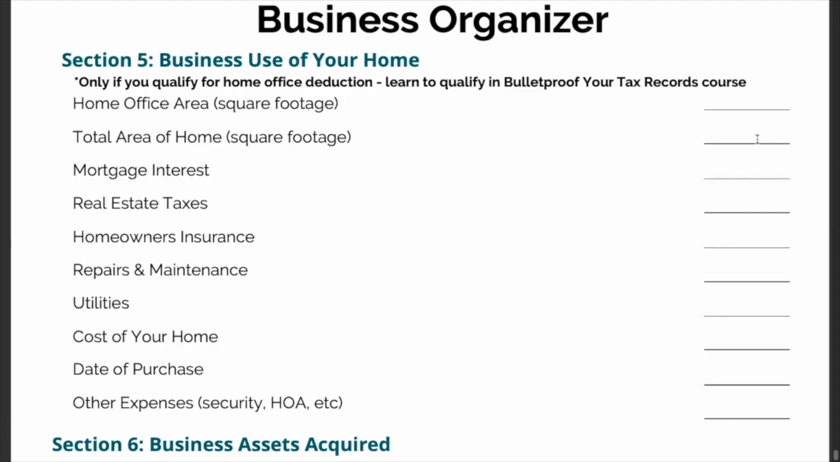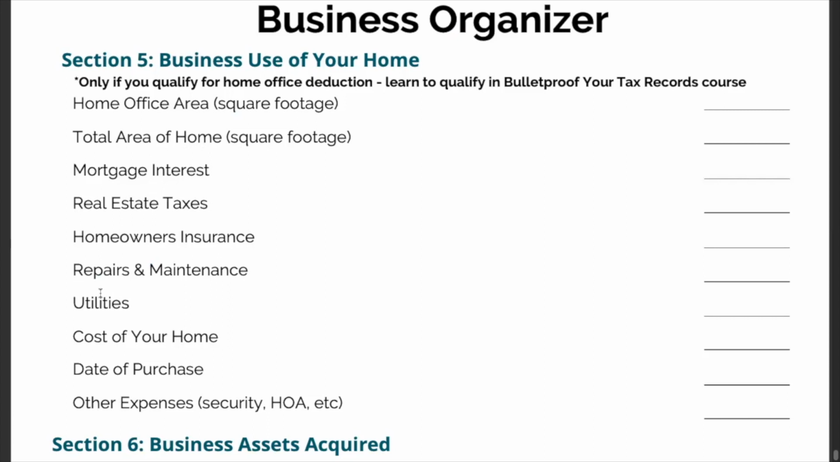Get that listed over here, because that percentage, that ratio, is what is going to determine the amount that you can deduct for your personal residence mortgage interest, the real estate taxes for your personal residence, your homeowner's insurance, repairs and maintenance that you've done to your house. And this is for your whole house, not just the home office area.